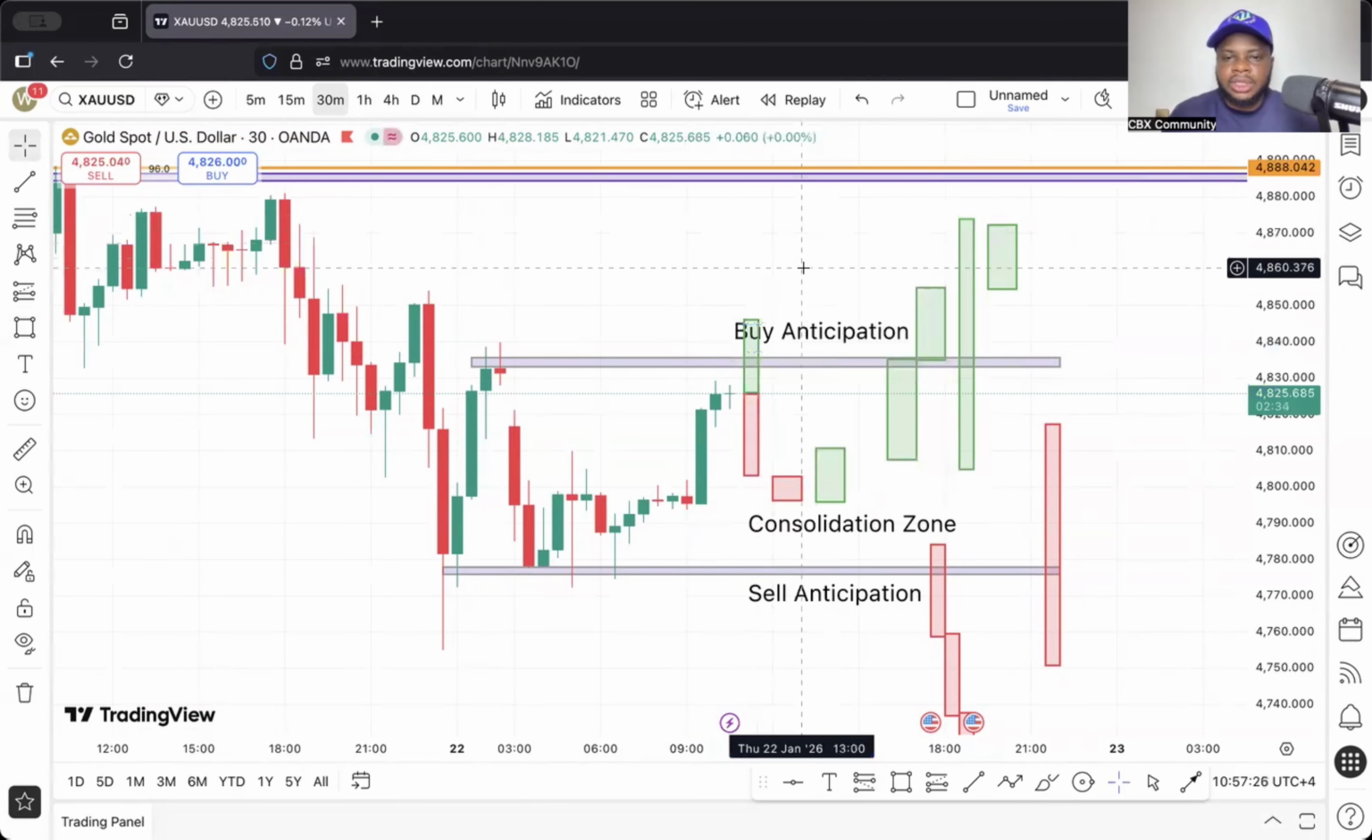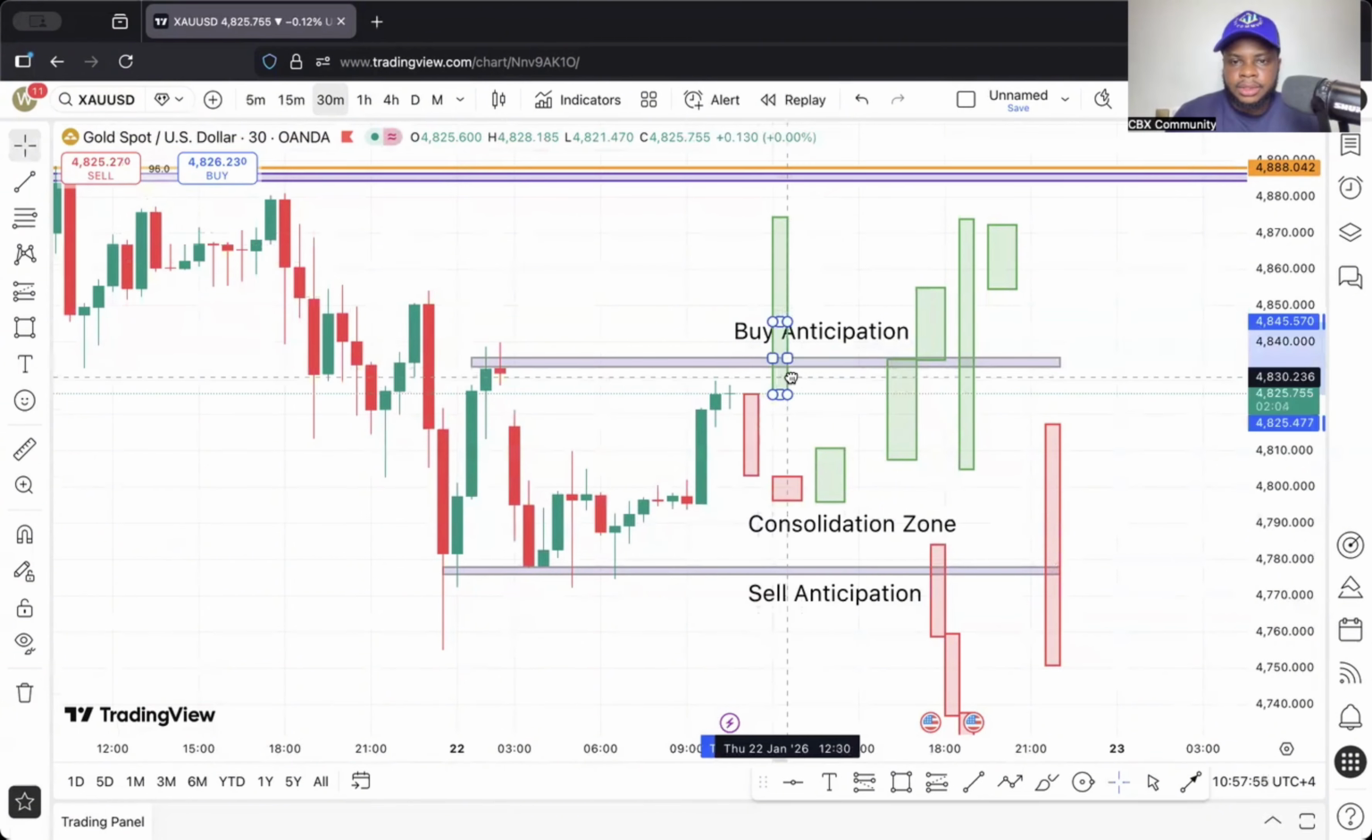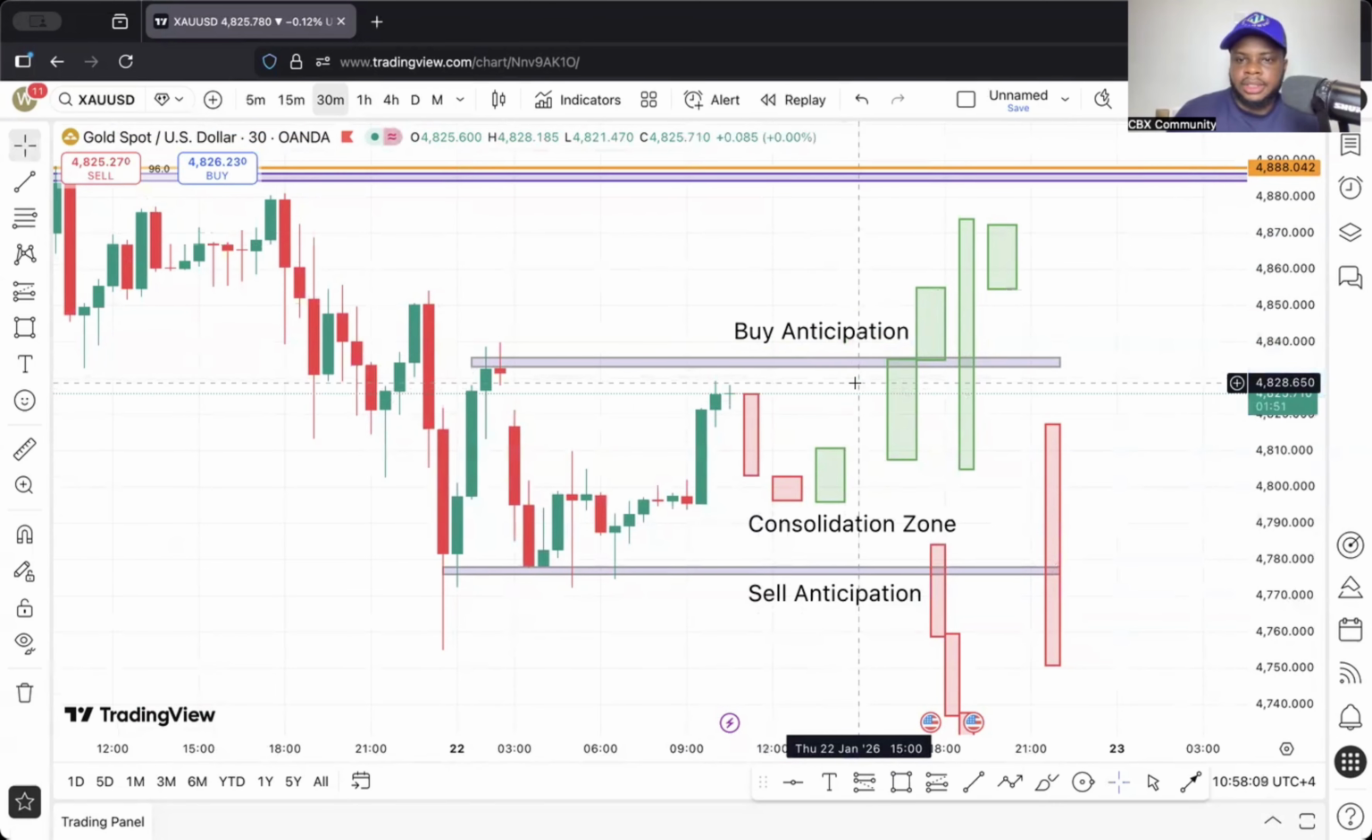So for now, we don't need to do anything. I'm going to tell us if it is the right time for us to take a position, or for now we just need to chill. We don't need to do anything. So let's see what the market structure wants to do.